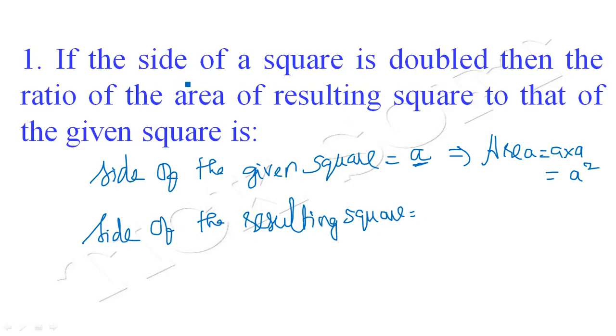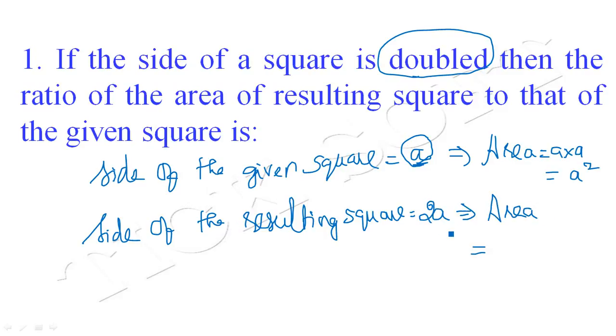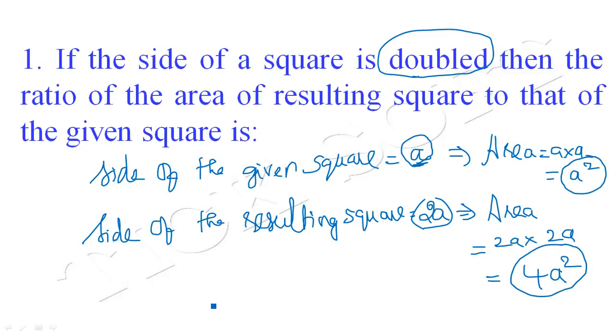What will be the side of the resulting square? Listen, the side of the square is doubled, isn't it? So this means we have to double this side. So 2 into A will be equal to 2A. Therefore the area will be equal to side into side, that is 2A into 2A, which equals 4A square. So the area of the given square is A square and the area of the resulting square is 4A square. Now what will be the required ratio?